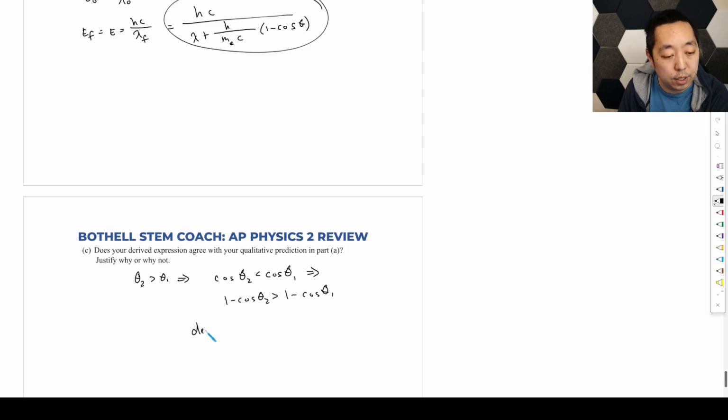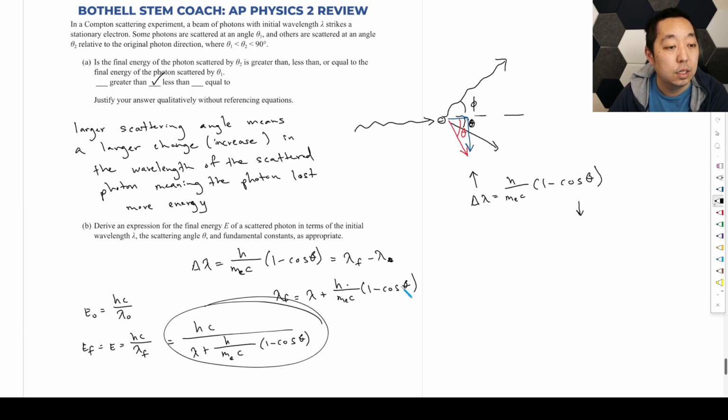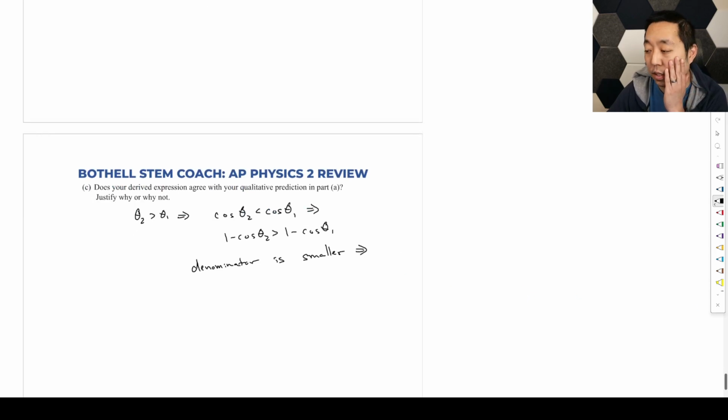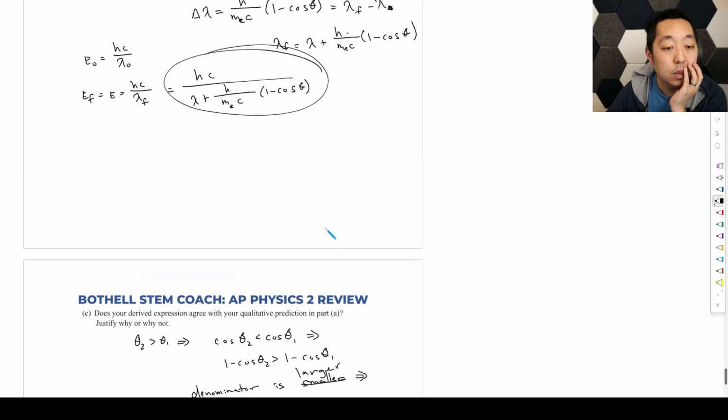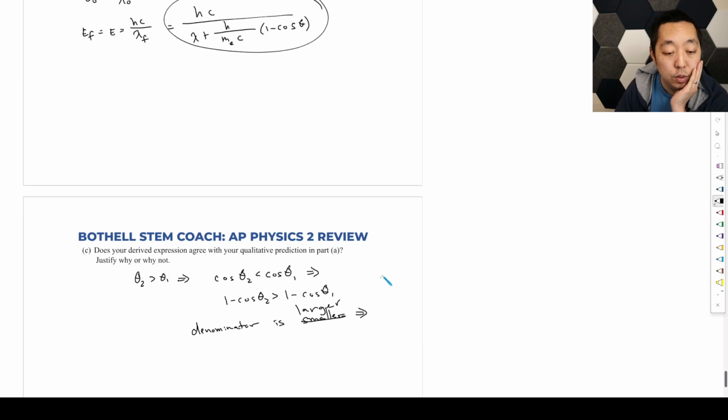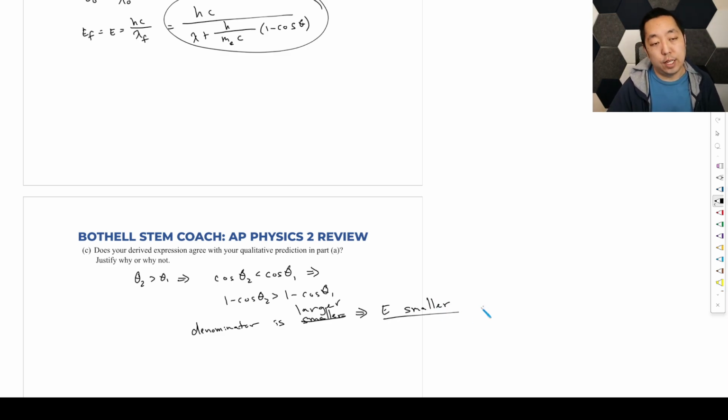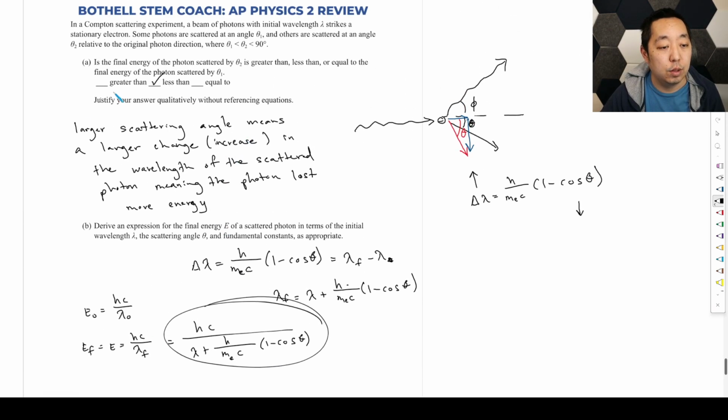Actually, let me double check that it was consistent. Let me work out the reasoning again. So our denominator is going to be larger, right? Because you're going to increase this quantity. So the denominator is larger, which implies that E will be smaller. So that's the reasoning you would use to connect this with your prediction up here.